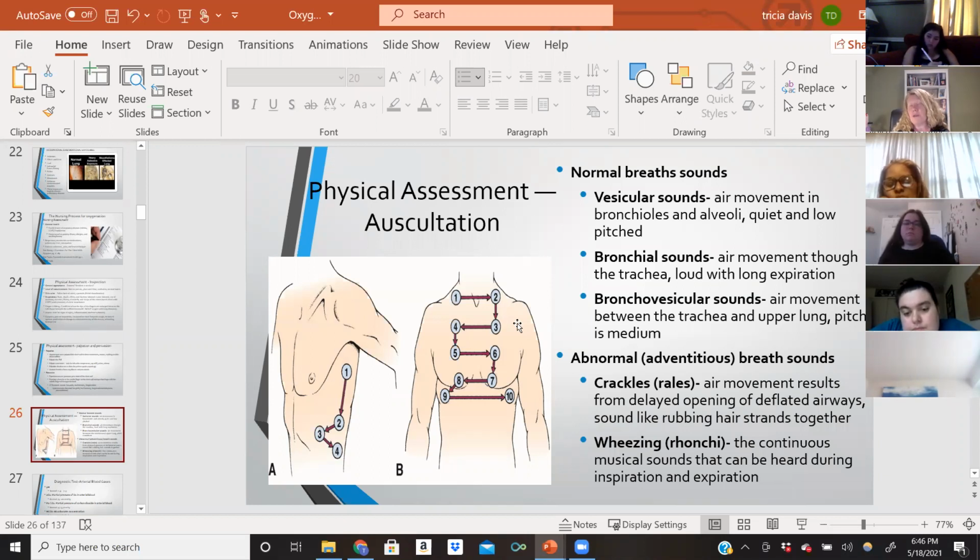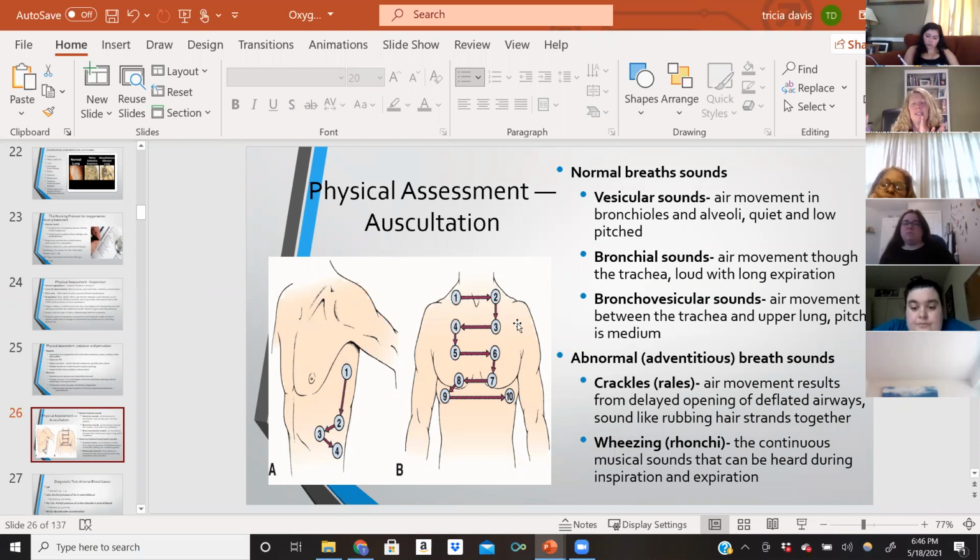So crackles, you'll also hear people say rales. They're used interchangeably. You will hear these when air movement results from either a delayed opening of deflated airways or when it goes through fluid. It sounds like hair strands rubbing together. Maybe it sounds like popcorn or like crackles. Like those little things that come in packages sometimes that wrap things that you can crack if you move them around together, that's kind of like what crackles sound like.